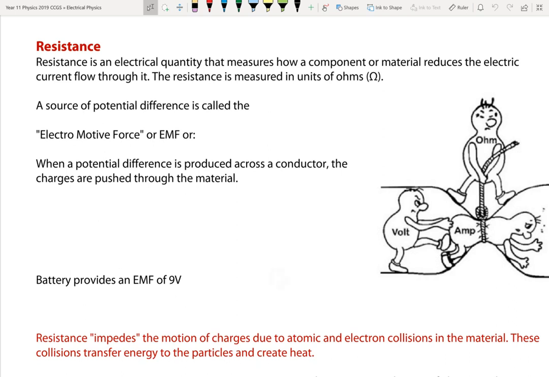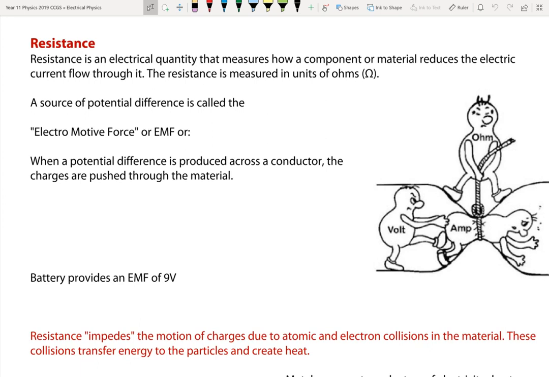So, resistance. It's basically a measure of how much resistance there is to a flow of charge through a material, through a circuit. So it's how a component reduces the electric current flowing through it, and it's measured in ohms. It was named after Georg Ohm. I believe he was Russian or German. But rather than capital O as the unit, we are using the Greek symbol omega. Well, it is capitalized because it's the Greek word for O.